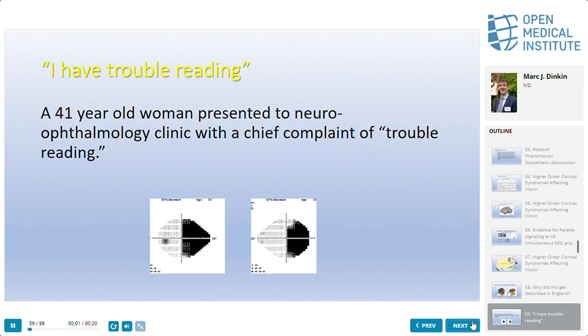Okay, let's look at this. I have trouble reading. A 41-year-old woman presented to neuro-ophthalmology clinic with chief complaint of trouble reading. Right homonymous hemianopia. But she has alexia. Very good. Alexia. Can't read.